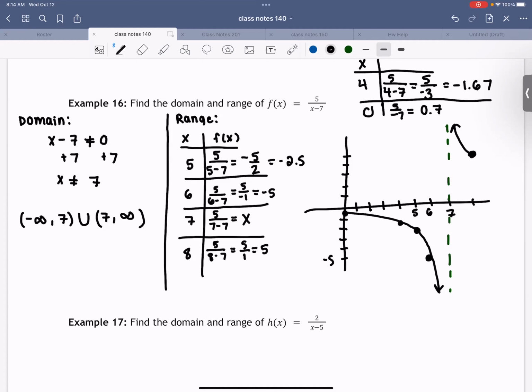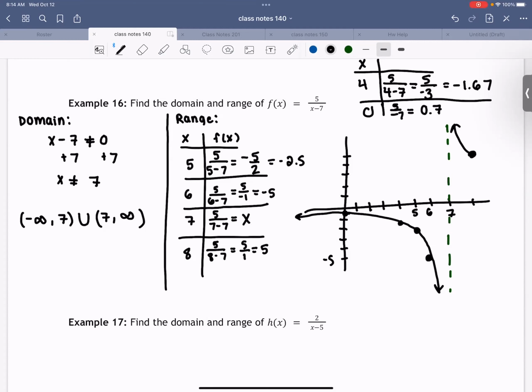Do you think it would cross the x-axis? No, right? It looks like this graph is getting closer and closer to the x-axis, but it's never actually going to touch it. Now, on the other side, I can plug in more points and find the same thing. These graphs are actually vaguely symmetrical.